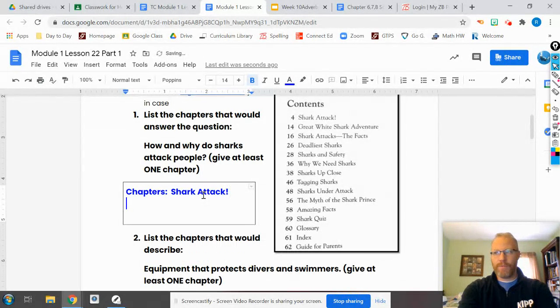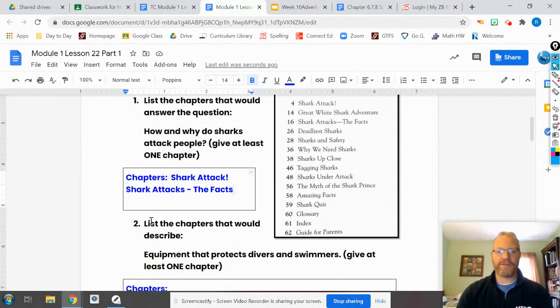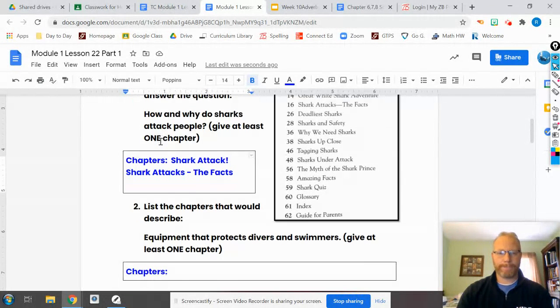Another one that you might be able to find would be Shark Attacks, the Facts. And the reason that we would do that is because it tells us the facts about shark attacks, how and why. So we have some examples of how and why in Shark Attack with Rodney Fox, and then we have some facts from the author about shark attacks in Shark Attacks, the Facts. So there's 2 chapters that we would find information.